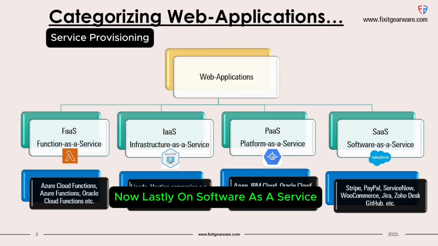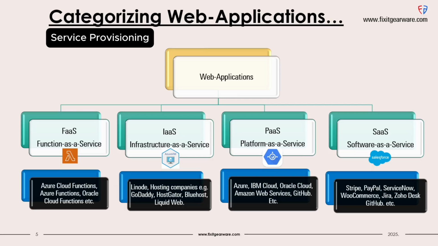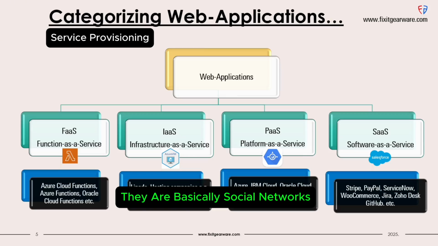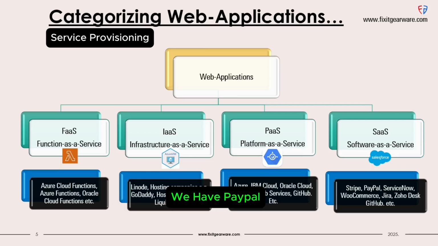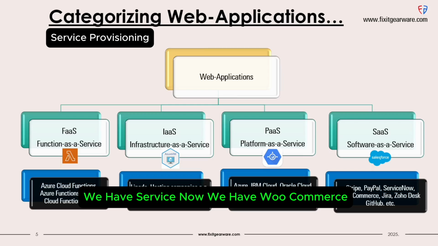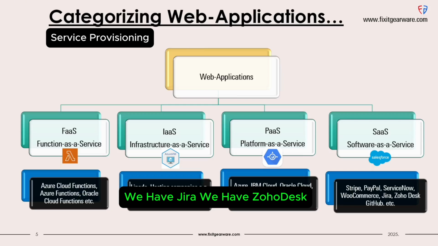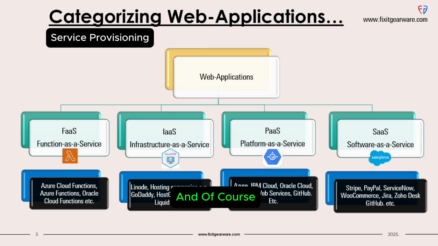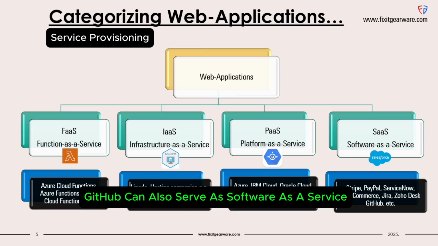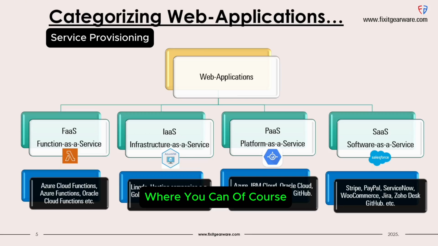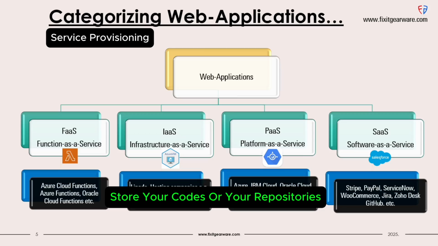Now, lastly, on Software as a Service. Software as a Service offerings are basically social networks, payment processing platforms, and so on. In this category, we have Stripe, PayPal, ServiceNow, WooCommerce, Jira, Zoho Desk, and of course, GitHub can also serve as Software as a Service, where you can store your code or your repositories.